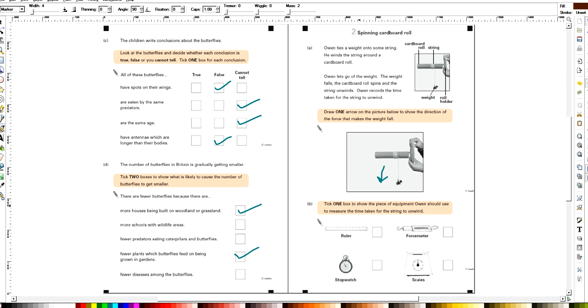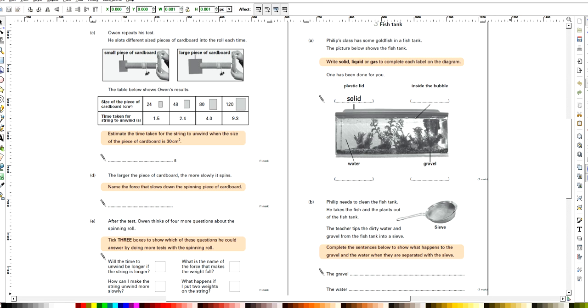Question B. Tick one box to show the piece of equipment Owen should use to measure the time taken for the string to unwind. Okay, not you, give someone else a turn. Let's go on. Stopwatch. You should use a stopwatch. You just tick that box there. Okay, lovely. We're just going to pause there.